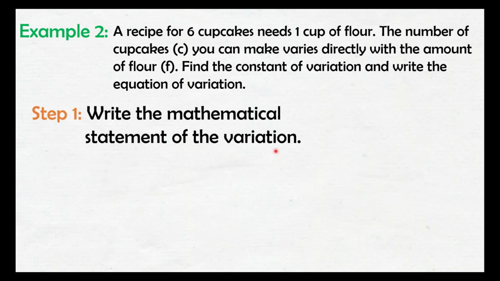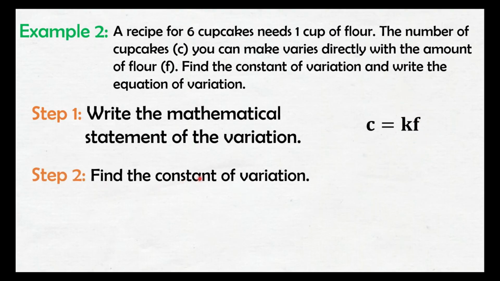Okay, step 1, write the mathematical statement of the variation. So, yung cupcake, it varies directly dun sa amount of flour. So, ito na yun. C is equal to KF. So, cupcakes, tapos varies directly as the amount of flour. And, syempre, hindi mawawala si K dyan. Step 2, find the constant of variation.